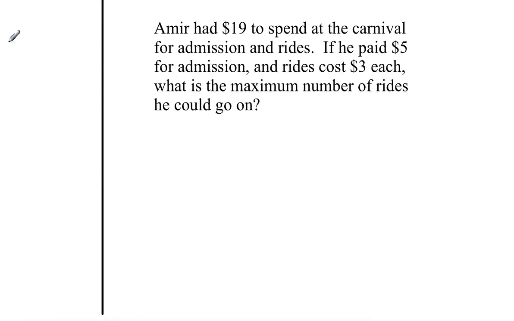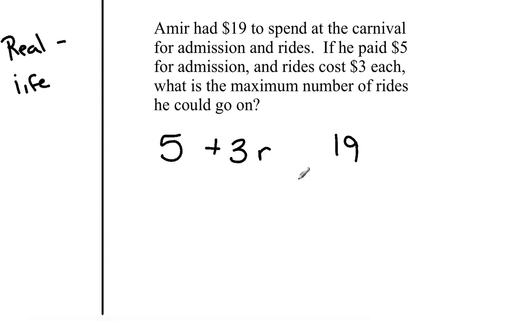All right, so now let's look at a real life situation. It says Amir had $19 to spend at the carnival for the admissions and rides. If he paid $5 for admission plus $3 for each ride, what is the maximum number of rides he can go on to get $19? Well, he can't go more than 19. He needs a maximum of 19. So it's going to be the less than or equal to, because it could equal $19 and get him his rides, but it's no more than it.